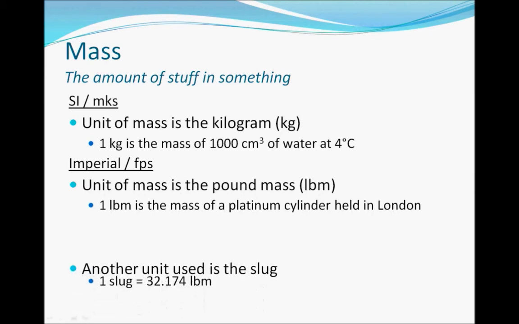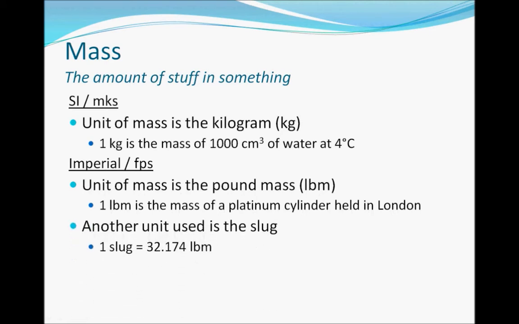Another unit that you might see in the imperial system for mass is the slug, which isn't used very often, but you might see it at some point. And one slug is equal to 32.174 pounds mass. And in case you want to convert between the two systems, it's a good thing to note that 1 kilogram is equal to pretty close to 2.2 pounds mass.